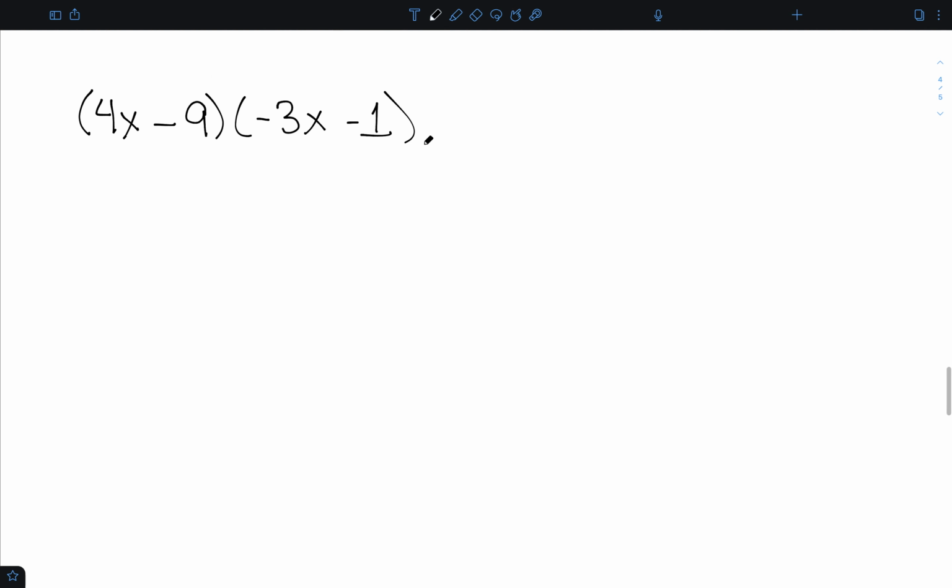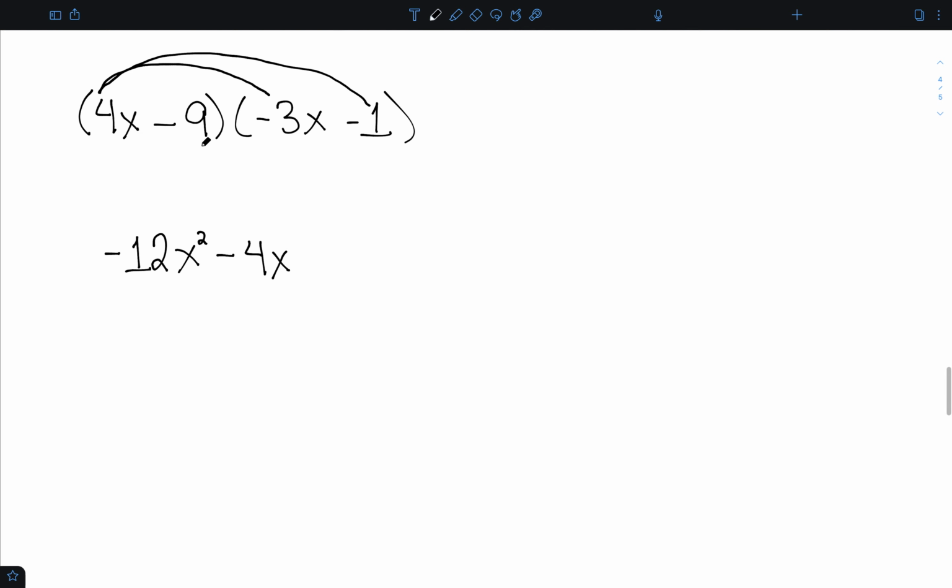In order to multiply two polynomials, I essentially have to multiply all the terms. The easy way to do this is start with the first thing in the first parenthesis, which is a 4x. Multiply it by the first thing in the second parenthesis. So 4x times minus 3x. 4 times minus 3 is negative 12, and x times x is x squared. We then do 4x times the next thing, 4x times minus 1, that's negative 4x.